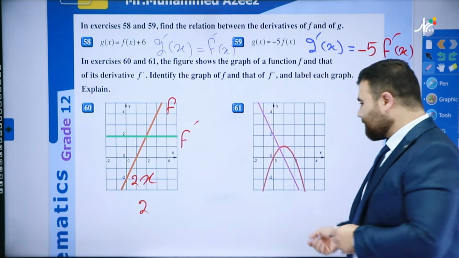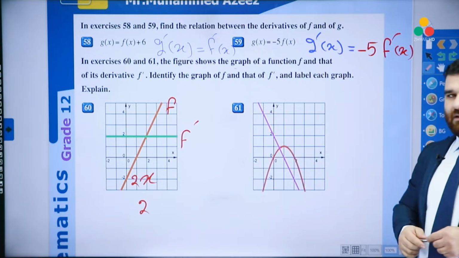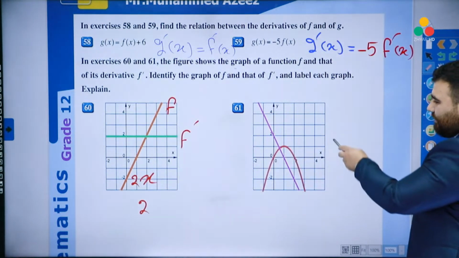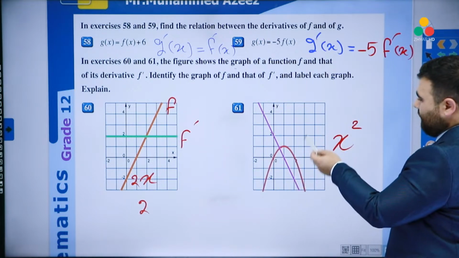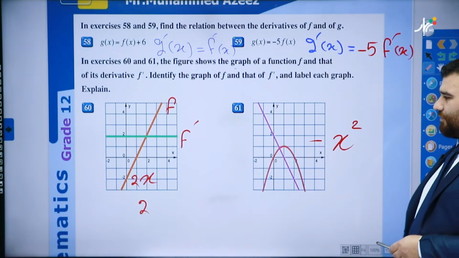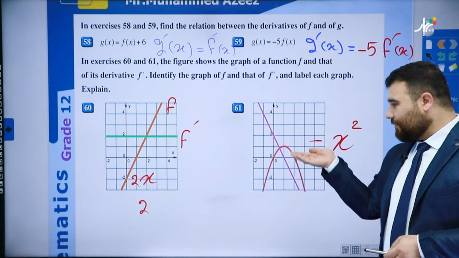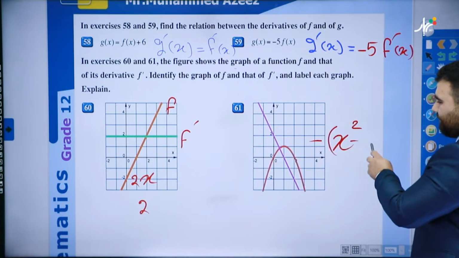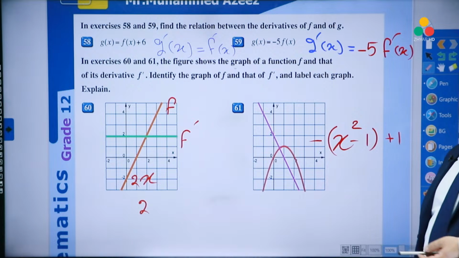Next question. I have a quadratic graph and a linear graph. Quadratic belongs to x power 2. The x power 2 is upside down, so I know it belongs to something like negative x power 2. I can find the function exactly. It's like 1 unit to the right, 1 unit up. But I don't need to find the exact equation.